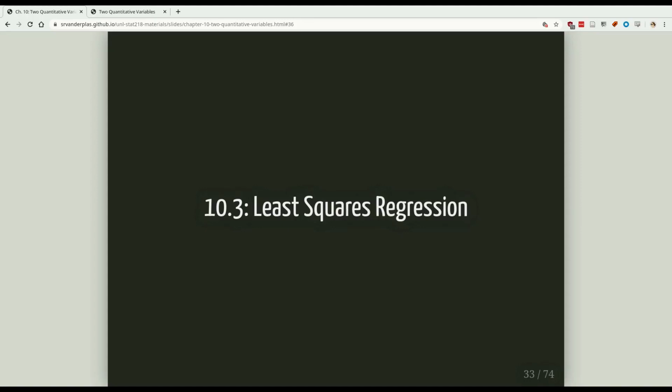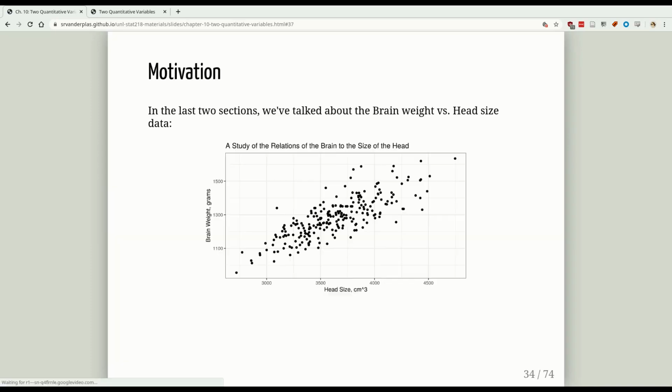All right, welcome to chapter 10.3, which is where we're going to start talking about least squares regression. In the last two sections, we've used the brain weight versus head size data, so we'll keep using that through the rest of this chapter because it's a nice, convenient, and relatively interesting data set.